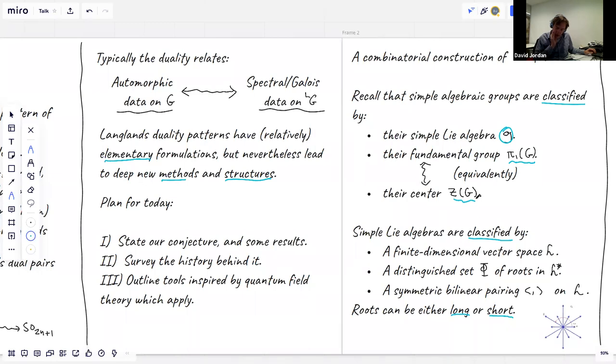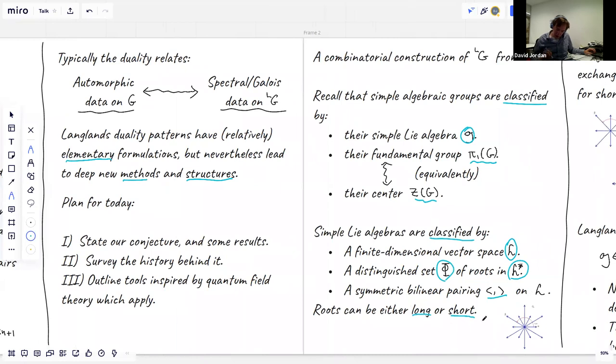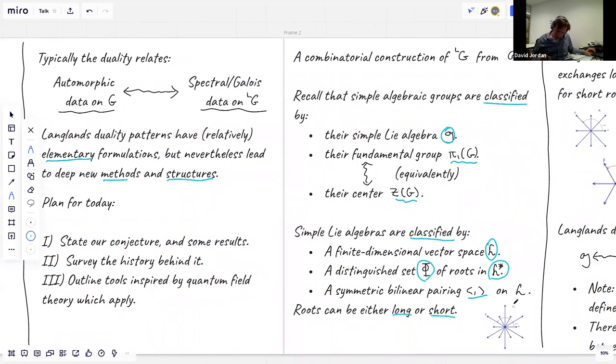Simple Lie algebras are classified by some data. So there's a finite dimensional vector space, which is essentially the Cartan of the Lie algebra. We have a set Phi of roots in the dual. We have a symmetric bilinear pairing with some nice properties. And then with respect to this bilinear pairing, we have two types of roots that can occur: long roots and short roots. So here's an example. This is the group G2. And you see that there's long roots and there's short roots, and that there's only two possible lengths that can occur in a root system.